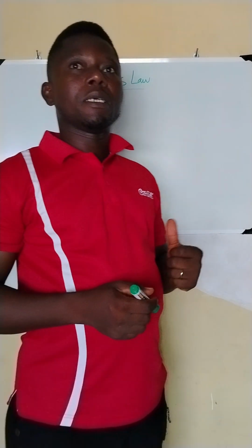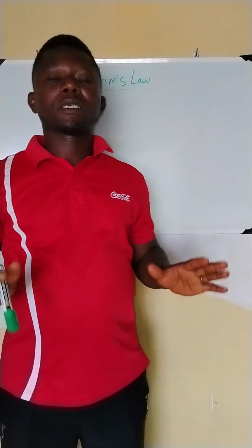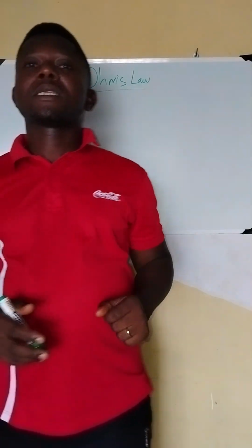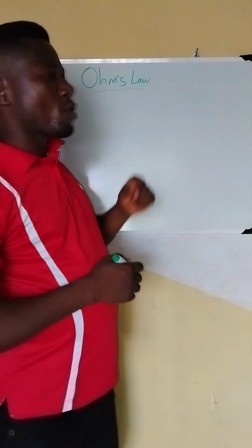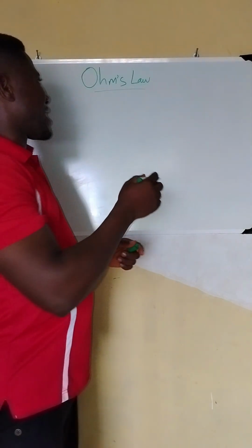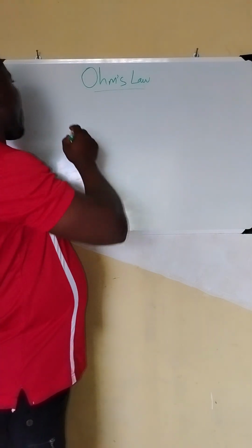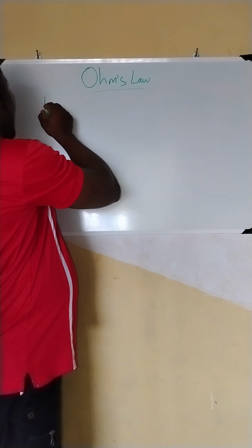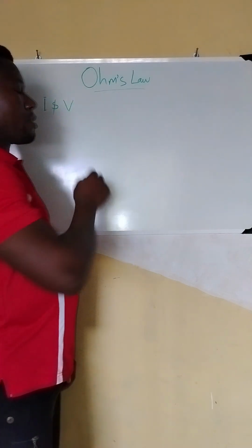I said in the previous video that we'll be breaking down physics so that you understand it better. Ohm's law. Ohm's law explains the relationship of current I and voltage V.